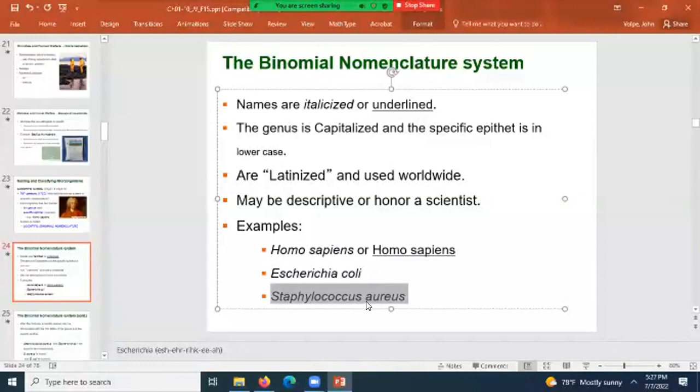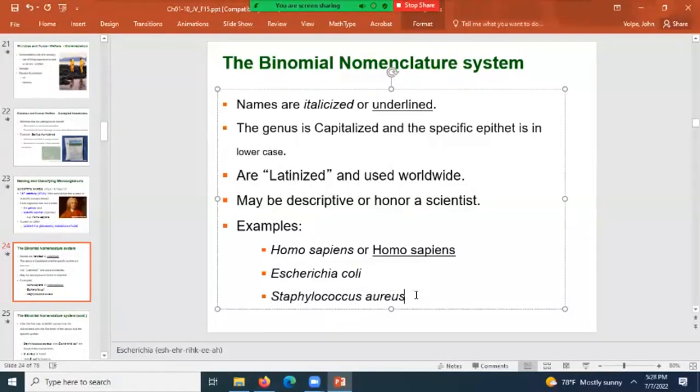Aureus literally means golden. Cells that are shaped like a ball, that's what a coccus is, and grows like a grape. That's what staphylo means, meaning a cluster of grapes. Any question about any of that?